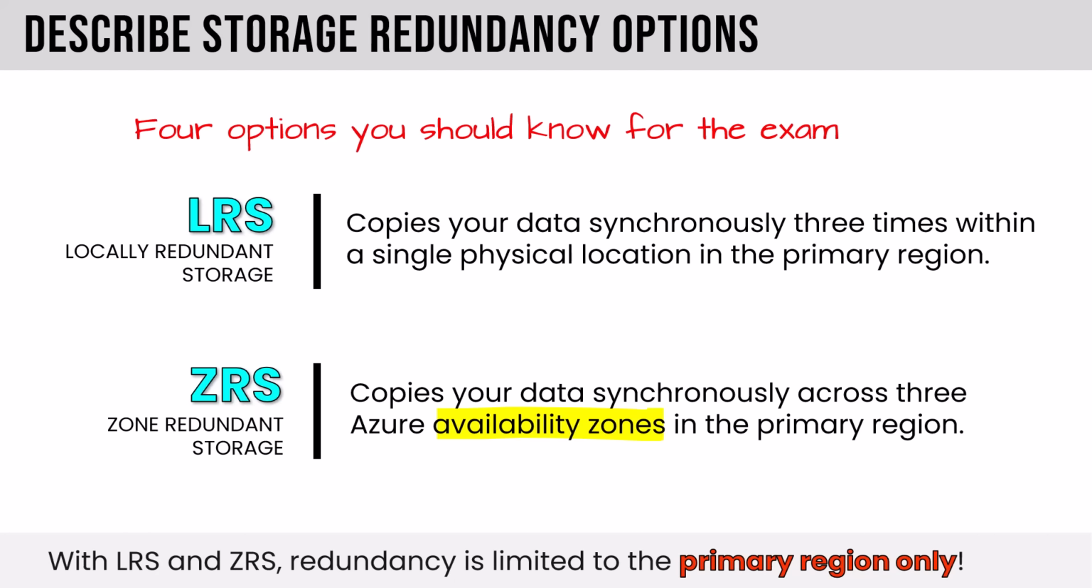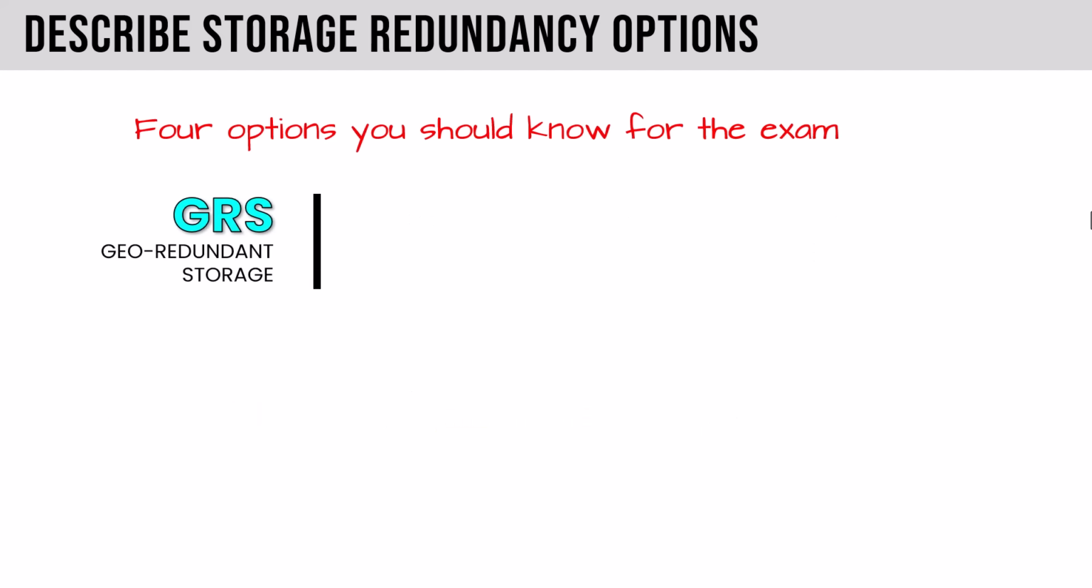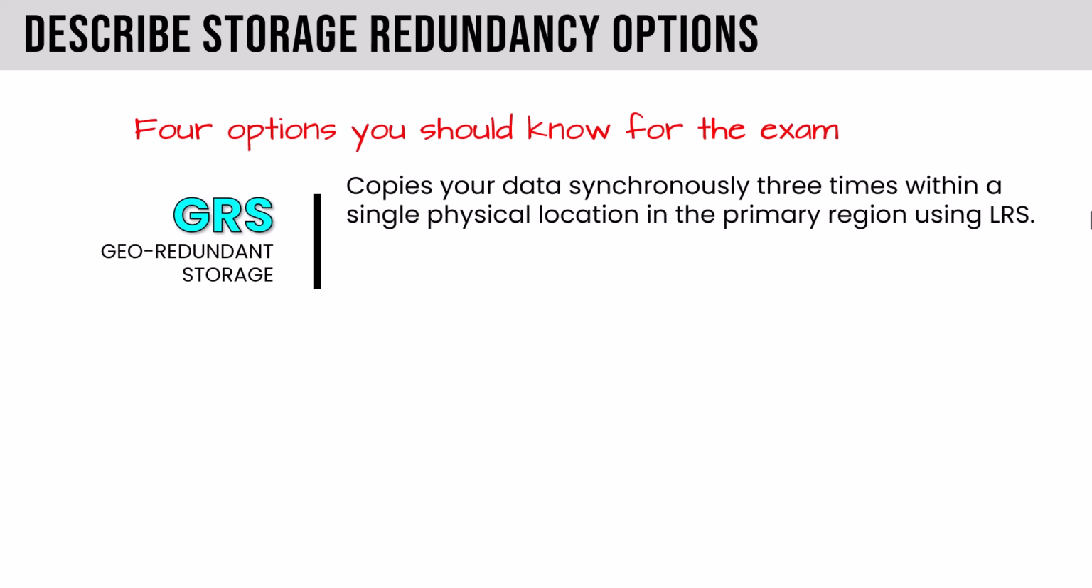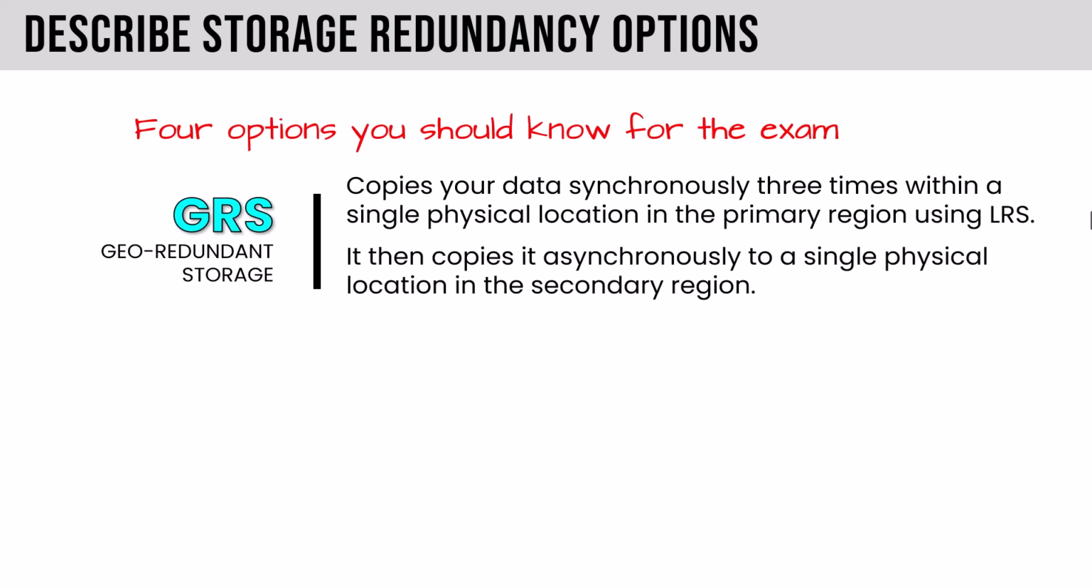So with LRS and ZRS, redundancy is limited to the primary region only. So this is not going to help us in the case of a disaster that takes out a full Azure region. And that's where these next 2 options come into play. First, there's geo-redundant storage, or GRS, which copies your data synchronously 3 times within a single physical location in the primary region using locally redundant storage. But then it copies it asynchronously to a single physical location in the secondary region. 3 copies again using LRS. So you've got 3 copies using LRS in the primary region and 3 more in a single physical location of the secondary region.